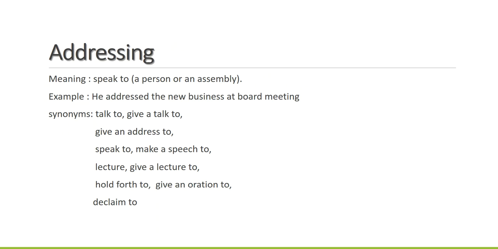And the next one is address, meaning to speak to a person or an assembly. Example, he addressed the new business at the board meeting. Synonyms, talk to, give a talk to, give an address to, speak to, make a speech to, lecture, give a lecture to, hold forth to, give an orientation to, declaim to.